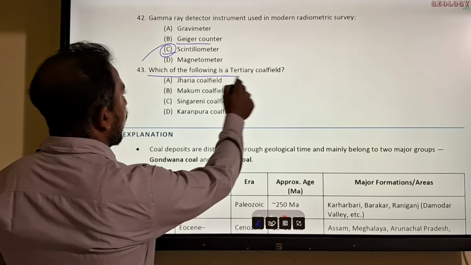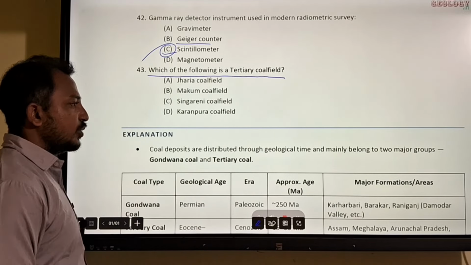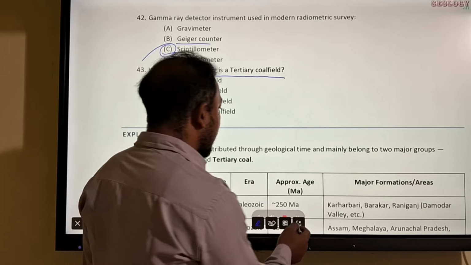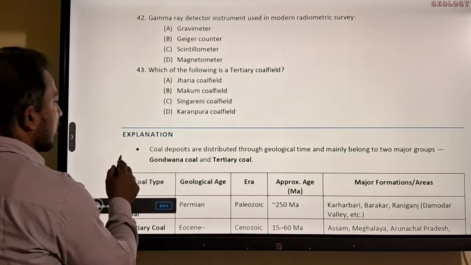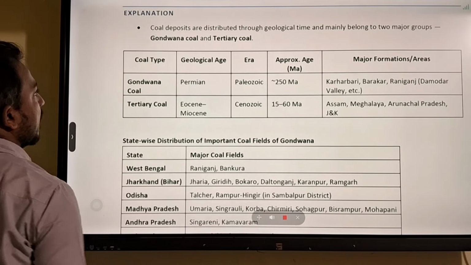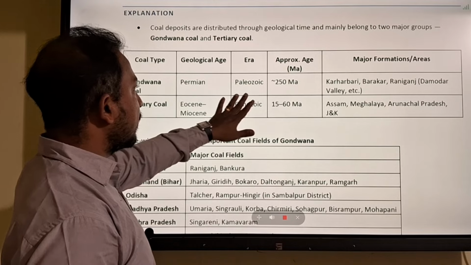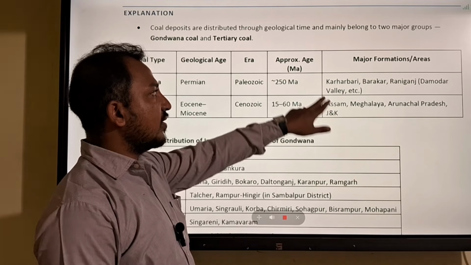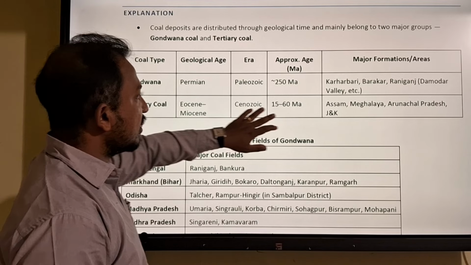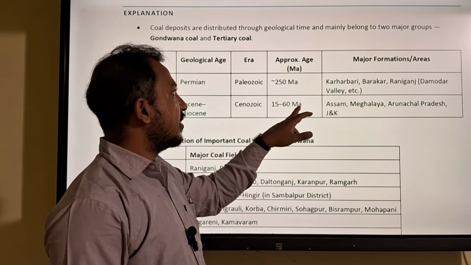Next question, which of the following is a tertiary coal field deposition? So all the coal fields or coal deposition in India are divided into two parts. One is Gondwana, one is tertiary. The Gondwana type was deposited during the Permian, around 250 million years ago. These are the major formations. And tertiary is between Eocene to Miocene, Cenozoic. These are the approximate ages.